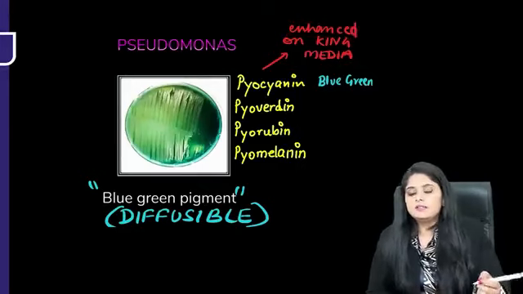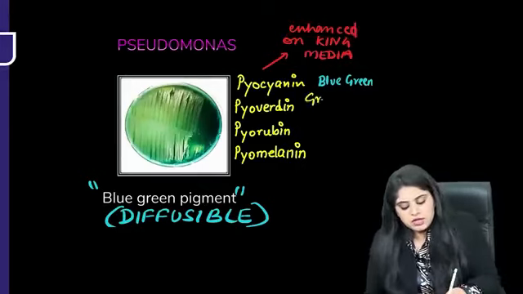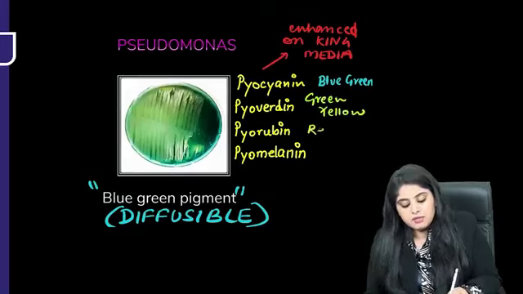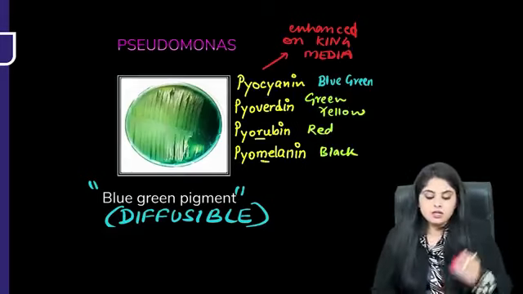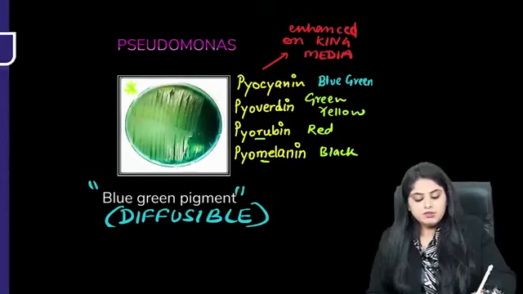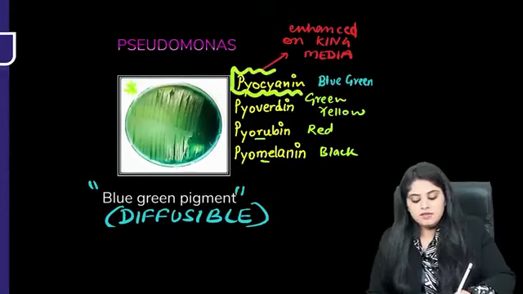What are the other colors that this can produce? It can produce a greenish yellow color also, that is pyoverdin. It can also produce a rubin matlab red color. It can produce a blackish matlab melanin, pyomelanin. All these pigments are possible, but pyocyanin, which is blue-green, is very, very famous.